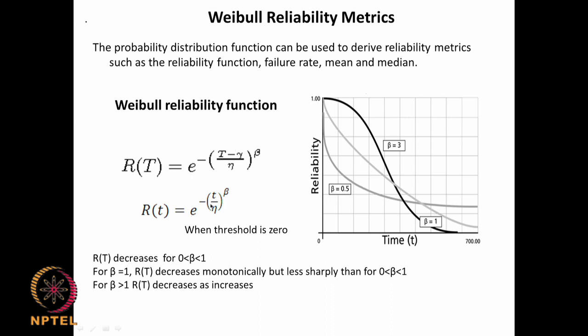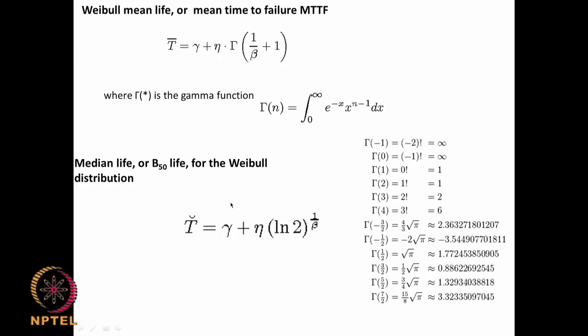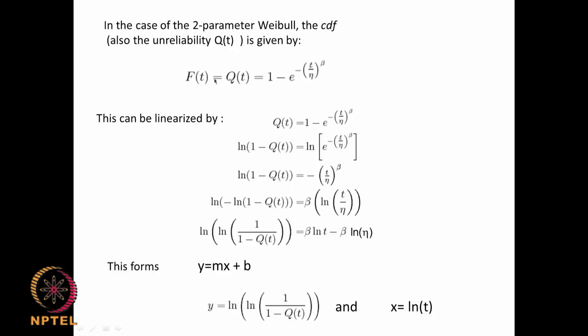So, 1 minus e to the power of minus (t by eta) to the power beta gives you the unreliability function. Last time I mentioned this can be linearized. How do you linearize? You take the logarithm on both sides, and then again you take the logarithm. So you end up having ln of 1 divided by (1 minus Q(t)) is equal to beta ln t minus beta ln eta. So this looks like a linear regression relation.